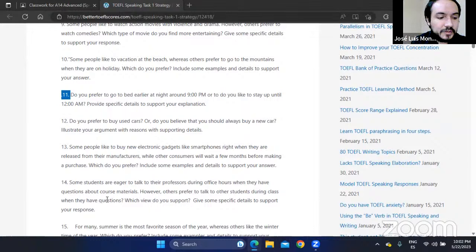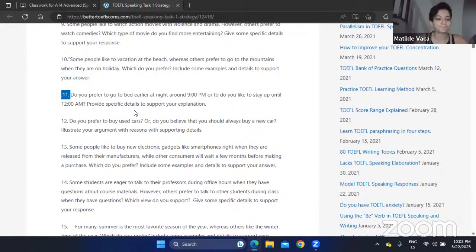Okay, so that's the 1 minute that we got. Now let's read this again and then you start your recording. It says, do you prefer to go to bed earlier at night around 9 o'clock p.m. or do you like to stay up until 12 o'clock a.m.? Provide specific details to support your explanation. So once again, you work with your recording. As soon as I see that you're responding, I'm going to start the timer on my cell phone. So let's do it, please, Matilde. You're ready? Let's begin then.